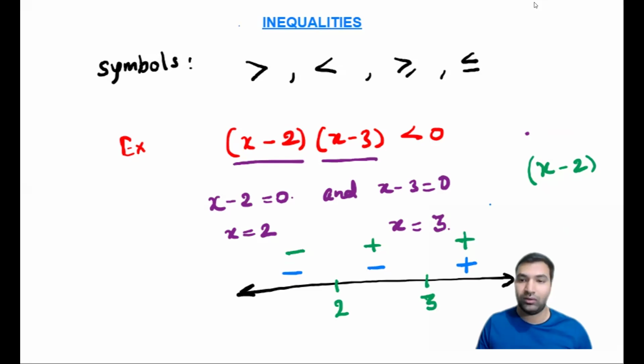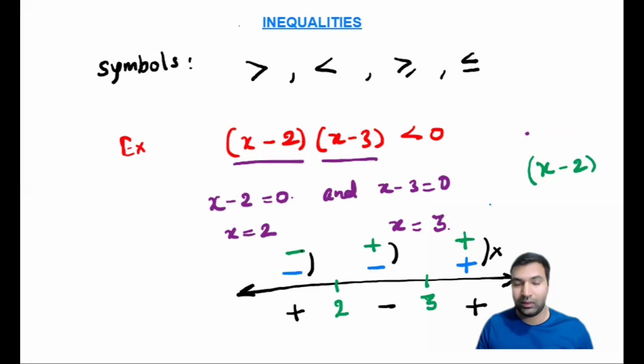Now I need a product of these two, isn't it? I need a product of x minus 2 times x minus 3. So what is the product? So we'll multiply these two and write it over here. So plus times plus is plus, positive times negative is negative, and negative times negative is positive. So let me write it over here. This becomes positive, right? Multiplying positive times negative is negative, and negative times negative is also positive, right?